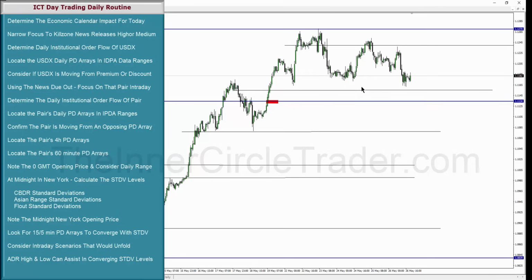When we look at scenarios from an individual day perspective, are we looking for scenarios where the London session is, again, consolidation, then the New York session creates the low of the day? Or are we creating the low of the day right from the jump at 0 GMT? Or are we going to see the classic buy day where at midnight New York, we open and trade down, creating the low of the day and then rally?